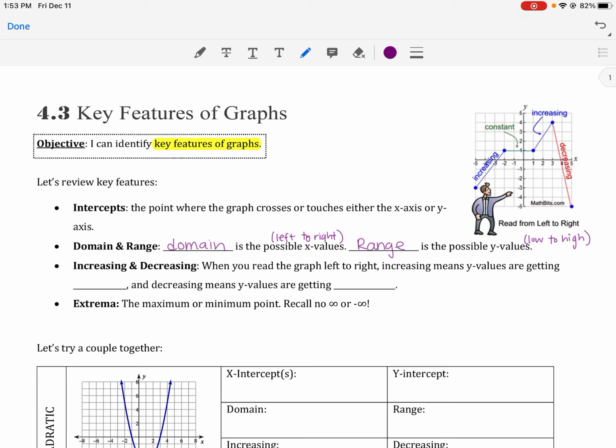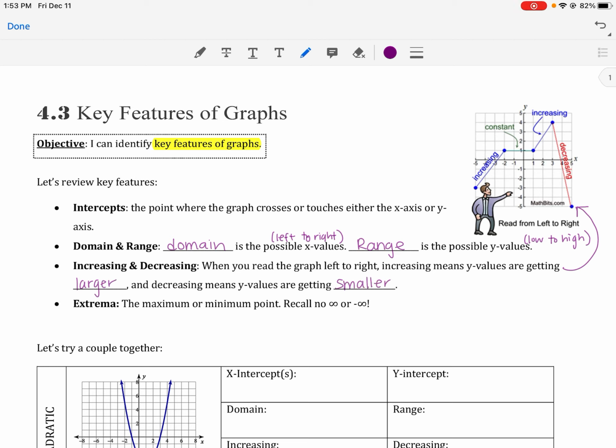Okay, increasing, decreasing, there's a little picture up here to help you with it. But when you're reading the graph left to right, increasing means the y values are getting larger, and decreasing means the y values are getting smaller.